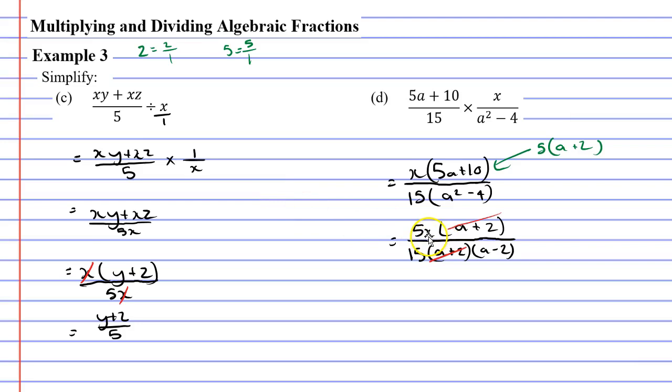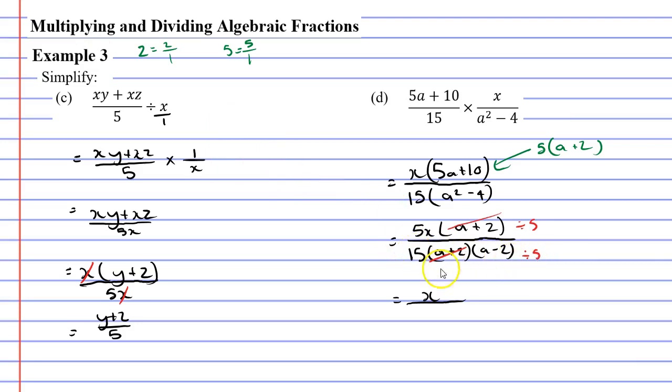I can't cancel my x, can't cancel my a minus 2, but I can do something about this 5 and 15. Because 5 over 15 is actually the same as 1 over 3, if I simplify it. And if you're not sure how I did that, well, I just divide both the top and the bottom by 5. Okay, so if I do that, 5 divided by 5 is 1. 1x is just the same as x without a 1.